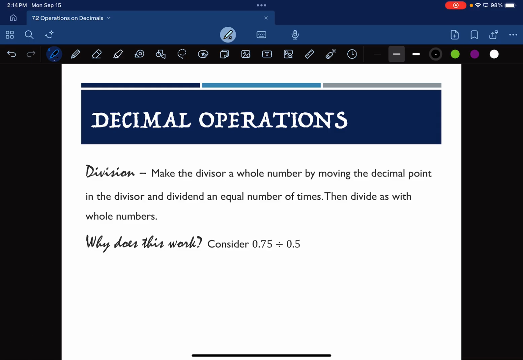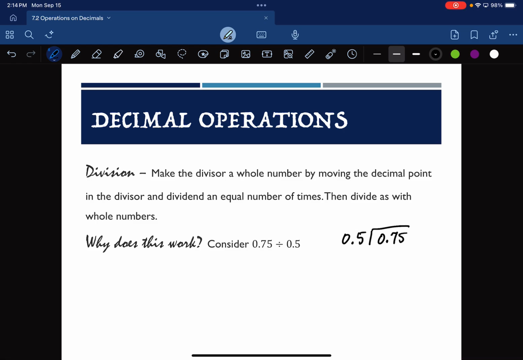So let's look at division. Again, told you we were going to treat them a little bit separately. With division, it tells us that we're supposed to make the divisor a whole number by moving the decimal point in the divisor and dividend an equal number of times, then divide as with whole numbers. So let's actually look at what that's telling us. So when we write this out, the first number, which is 75 hundredths here, is going underneath the division sign.